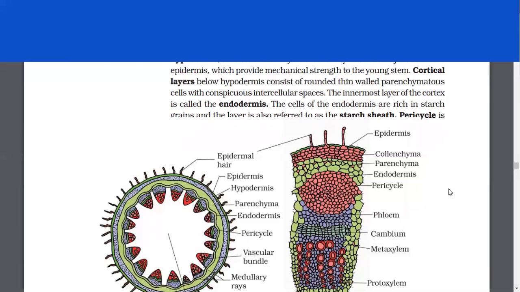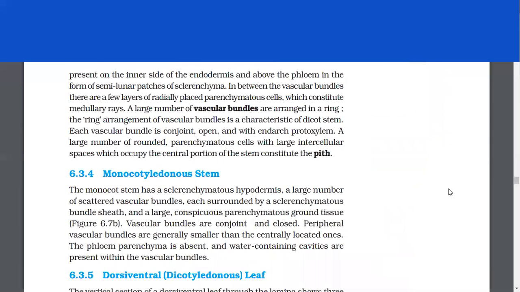Pericycle is present on the inner side of the endodermis and above the phloem in the form of semilunar patches of sclerenchyma. In between the vascular bundles, there are a few layers of radially placed parenchymatous cells which constitute medullary rays.